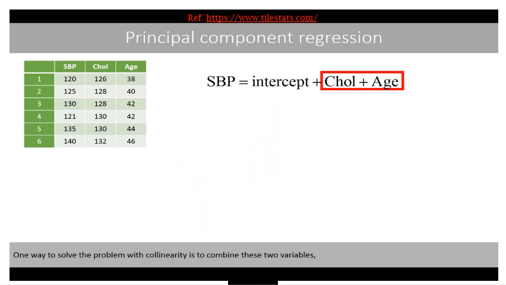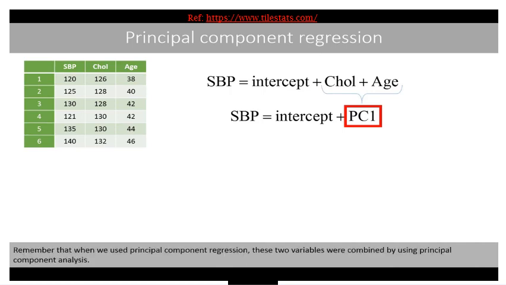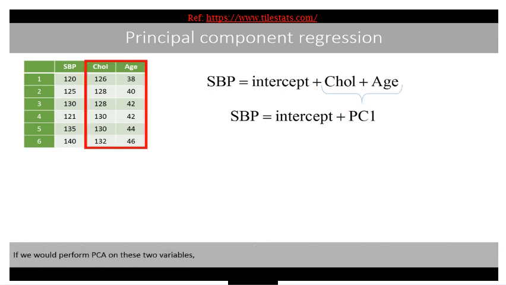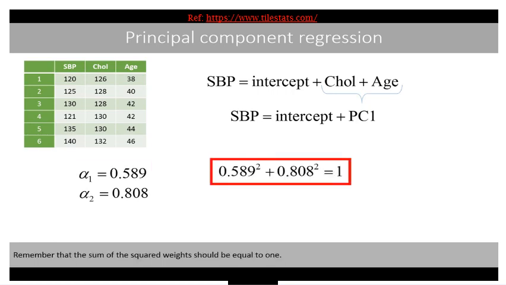One way to solve the problem with collinearity is to combine these two variables into just one variable. However, how should you combine these two variables? Remember that when we used principal component regression, these two variables were combined by using principal component analysis. If we would perform PCA on these two variables, we would end up with the following weights that represent the first eigenvector of the covariance matrix. Remember that the sum of the squared weights should be equal to 1.